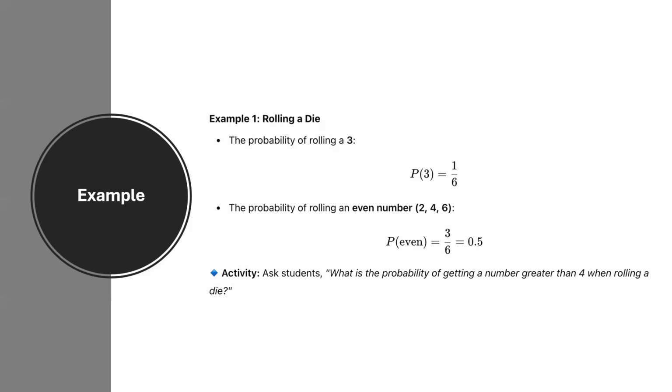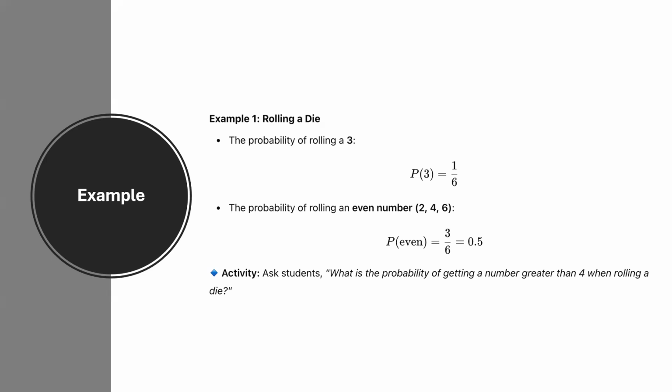Again, I think we have already solved this question: the probability of rolling an even number. Out of 6, we have 3 favorable outcomes, the even numbers 2, 4, and 6. The total number of possible outcomes is 6. So the probability of getting an even number is 3 divided by 6. The final answer will be 0.5.